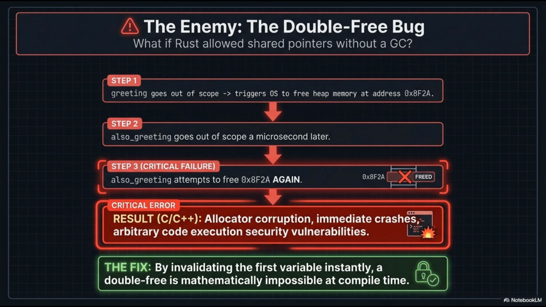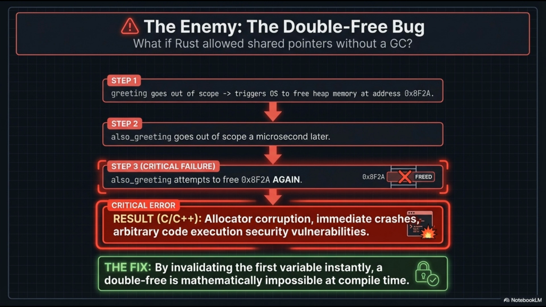Oh, wow. Yeah, in C or C++, telling the operating system's memory allocator to free an address that has already been freed corrupts the allocator's internal state. It's disastrous. It can crash your program instantly, or worse, it can allow an attacker to execute arbitrary code. It's literally one of the most critical security vulnerabilities in software engineering. So Rust just prevents it from ever happening by invalidating the first variable the moment the assignment happens. Yes. The data hasn't vanished, the ownership has just moved. That's why it's called move semantics.